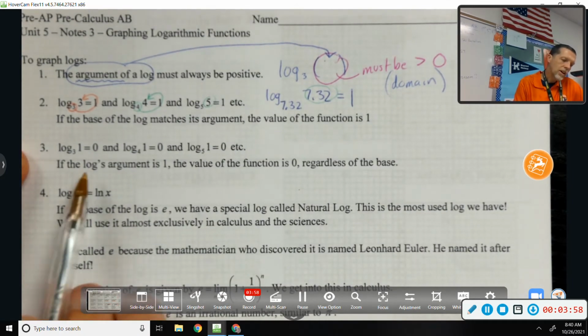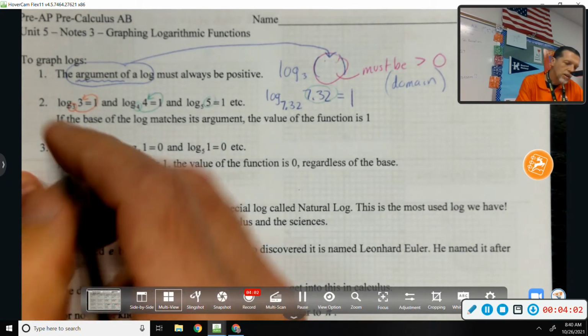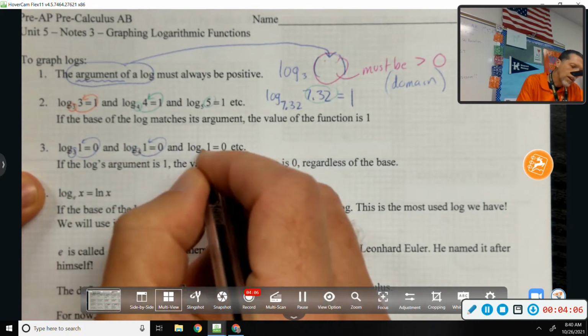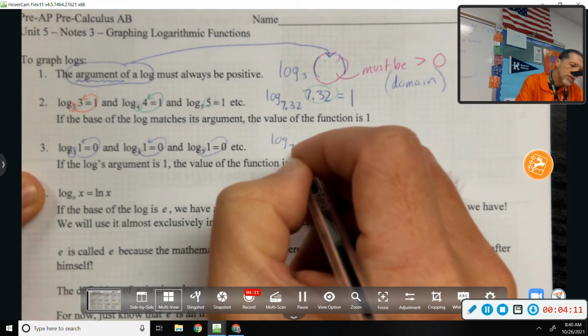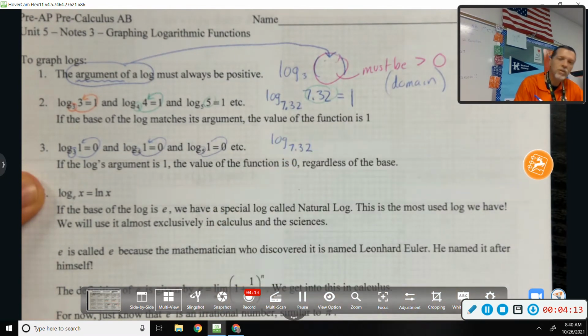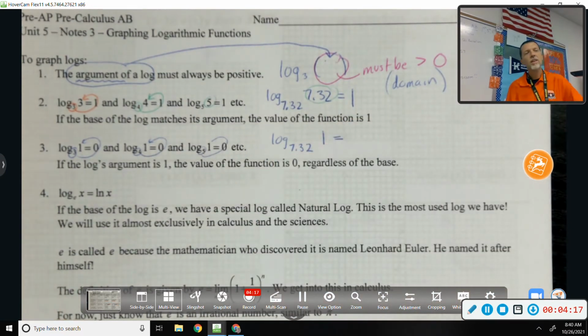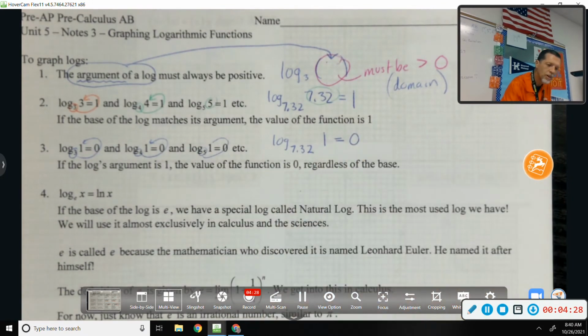All right, if the log's argument is 1, the value of the function is 0. Because anything to the 0 is 1. 4 to the 0 is 1. 5 to the 0 is 1. So let's work with that tricky log base 7.32. What's log base 7.32 of 1? 0, because 7.32 to the 0 is 1.